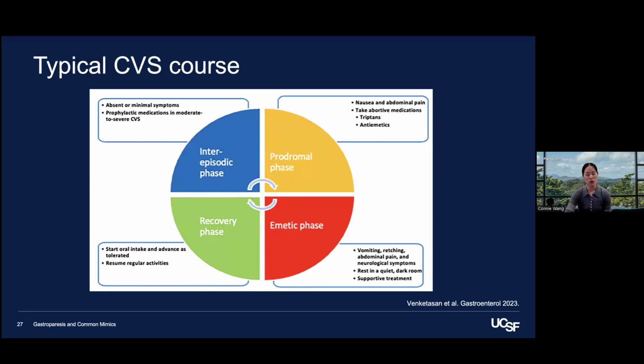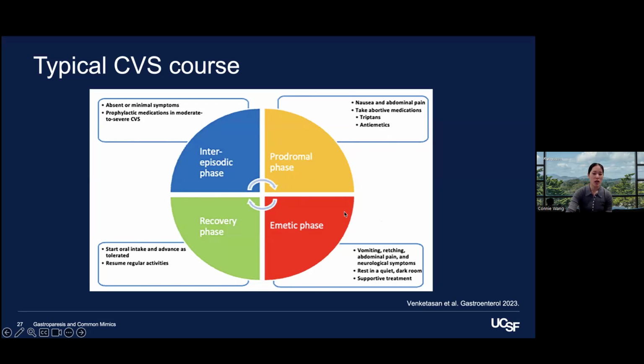Most episodes can occur without warning, but sometimes there are some triggers for folks. And this is really the time when you want to educate people to use their abortive therapies, which we'll go into. The most common ones being the triptans as well as antiemetics.